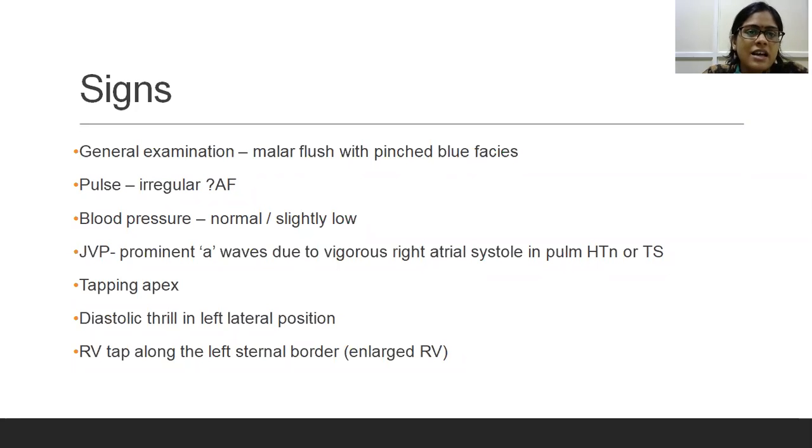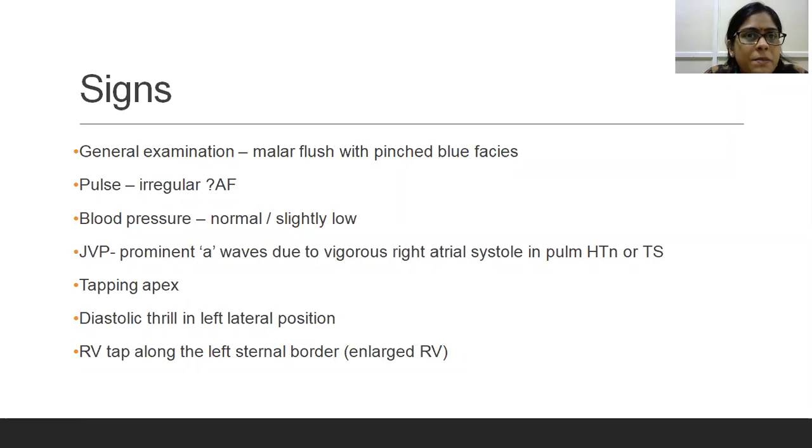Coming to the signs. In general examination, you may see a malar flush. Malar meaning the area below your eyelids, the lower eyelids. This is called the malar area across the cheeks. So malar flush is seen along with pinched blue faces as a result of low cardiac output.